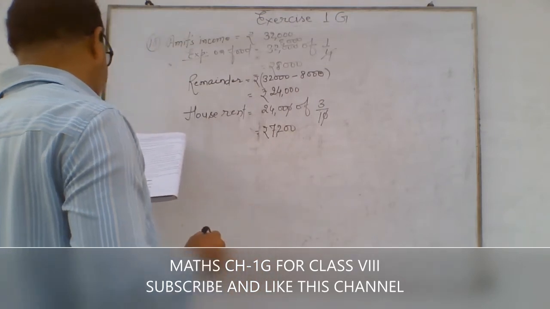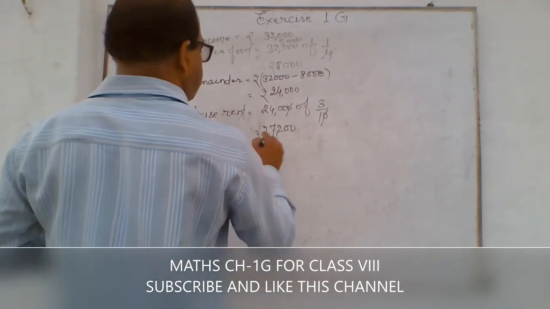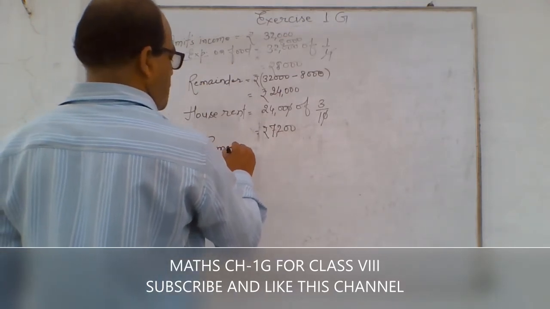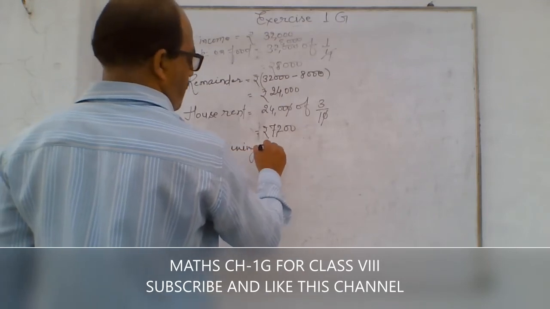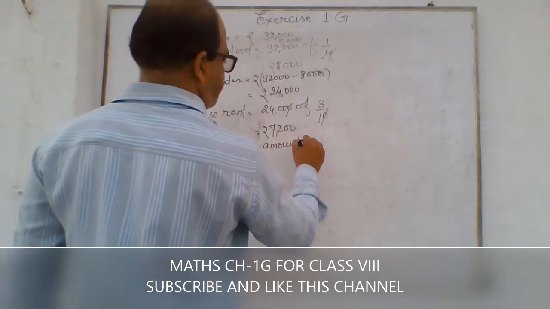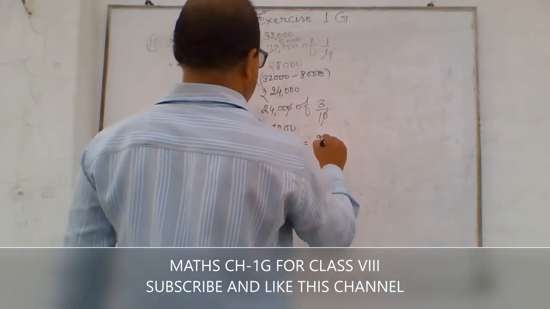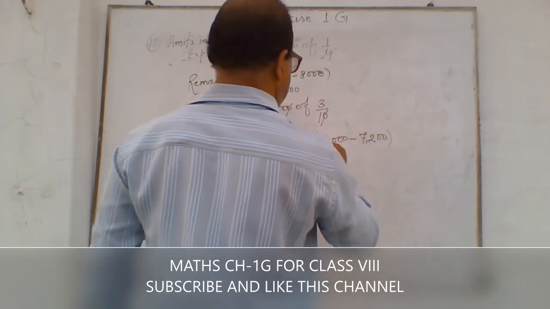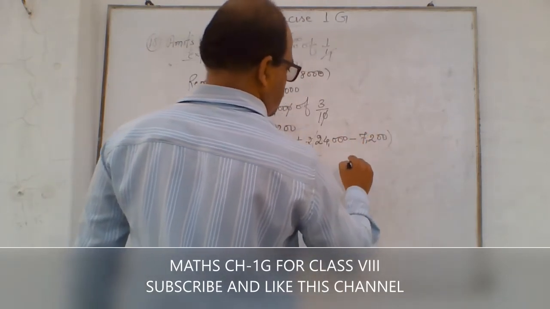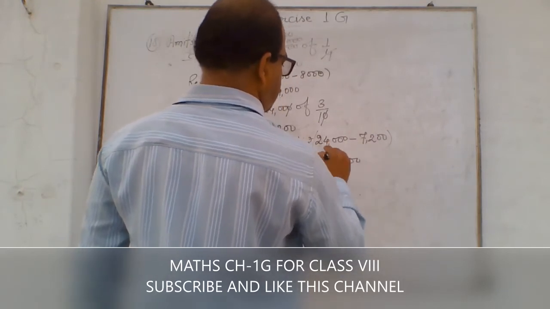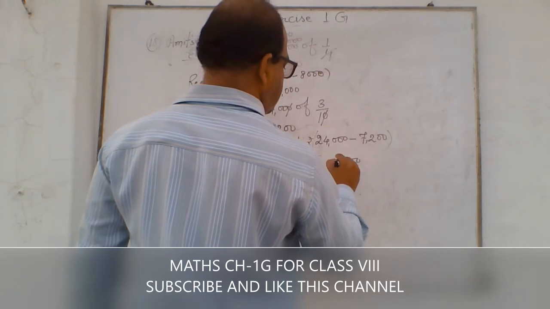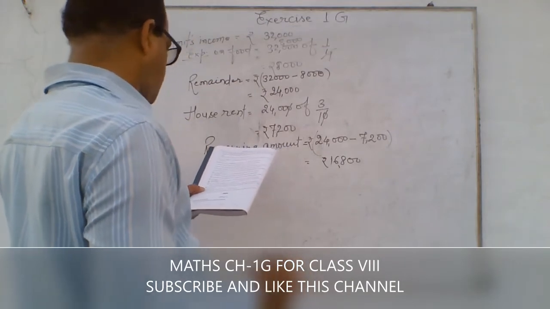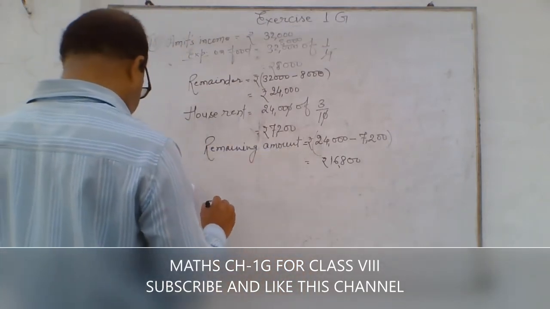and 5 by 21 of the remainder on the education of children. Again, remaining amount is equal to 24,000 minus 7,200. 10 minus 2 is 8, and 13 minus 7 is 6. This one, 16,800, is the remaining amount.